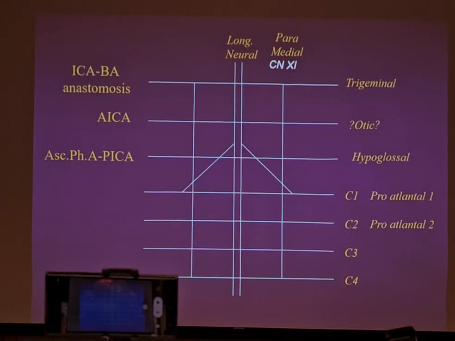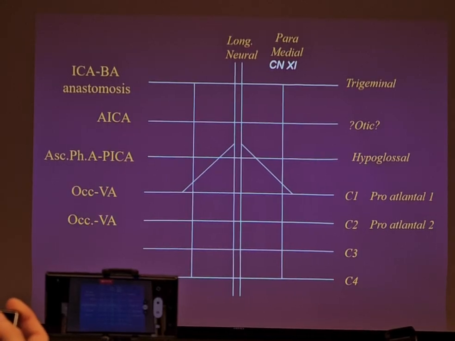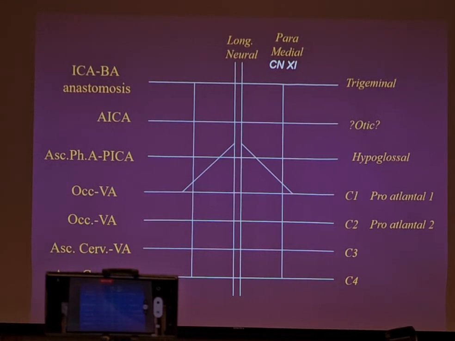The otic will for sure be the ICA. And the hypoglossal is a system of the ascending pharyngeal and PICA. While the pro-atlantal 1 and pro-atlantal 2 are the occipital vertebral system. And C3, C4 for sure are the ascending cervical and vertebral system.